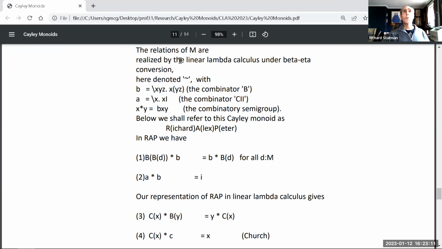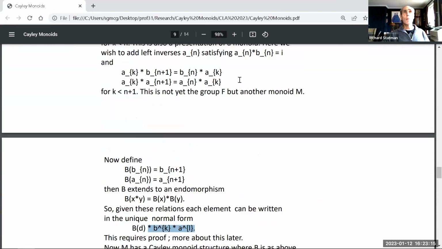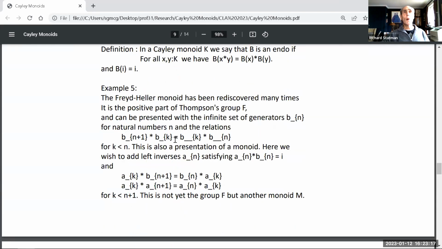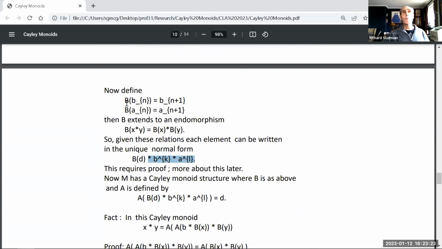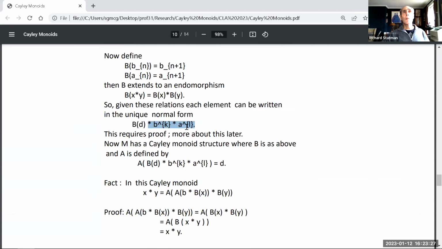Indeed, we can interpret the relations up here in that way. They're all validated. Then we have indeed these normal forms exist. And it's quite easy to prove that the normal forms are unique for lambda terms. So it follows that they're actually unique for this.